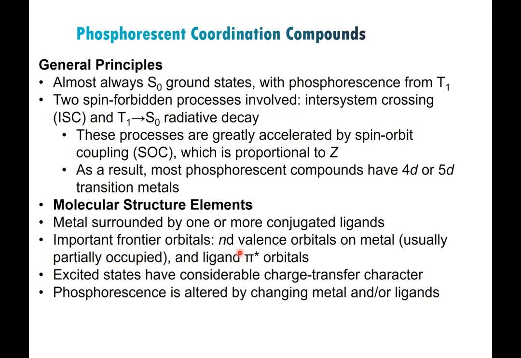And then if you want to tune the phosphorescence in one of these compounds, that can be done by either changing the metal and or the ligand. So if you look at a series of compounds that has the same ligands with different metals at the center, you'll see differences in phosphorescence by virtue of changing the metal, and you'll see the same thing if you alter the ligand, which is the much more common approach, I would say.